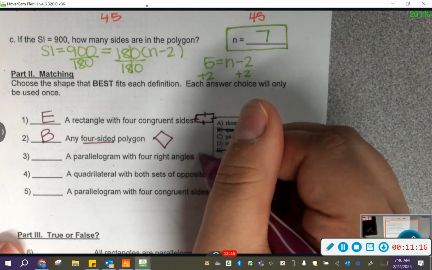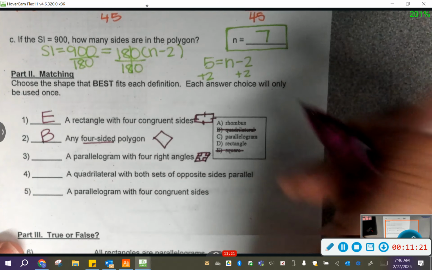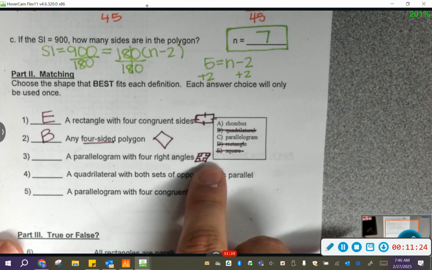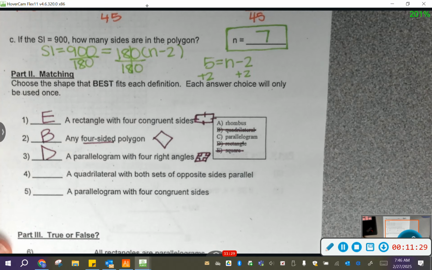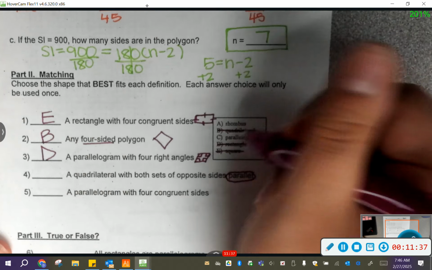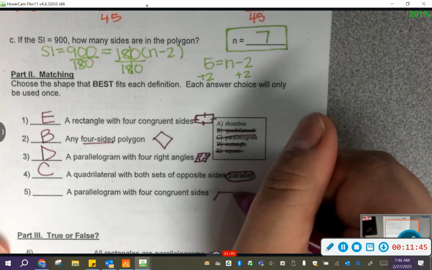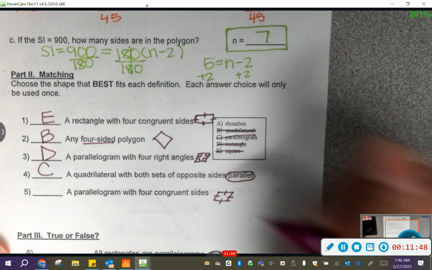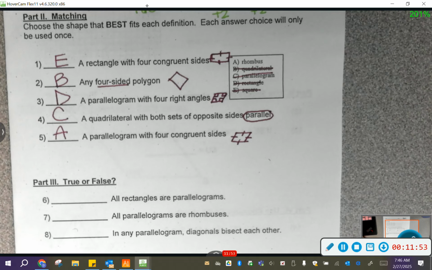What about a parallelogram with 4 right angles? A rectangle. Even though it's sideways, if I draw the right angles, that's a rectangle. A quadrilateral with both sets of opposite sides parallel. It literally has it in the word. Parallelogram. And then a parallelogram with 4 congruent sides. So a parallelogram with all the sides the same. A rhombus. Please draw those pictures next to this.